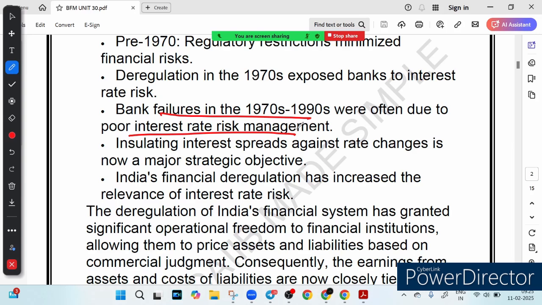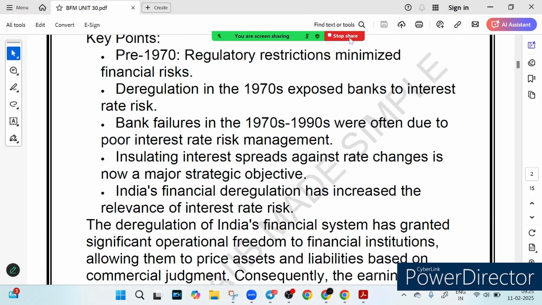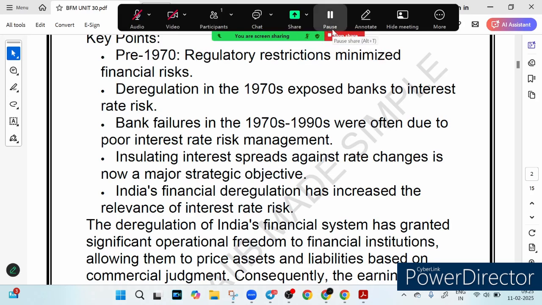So we are talking about pre-1970. Let's start with pre-1970. Let me revise what we have covered in the previous slide. So, pre-1970, what happened?